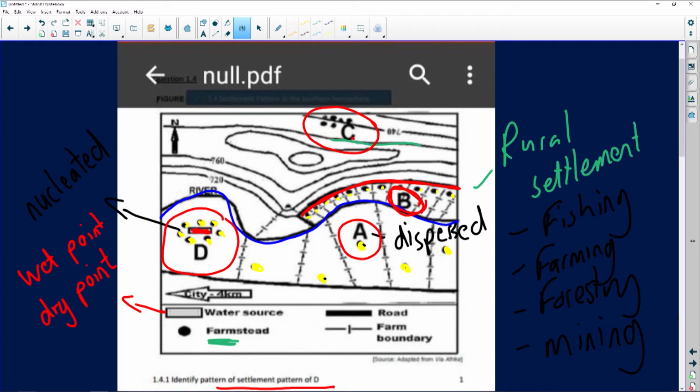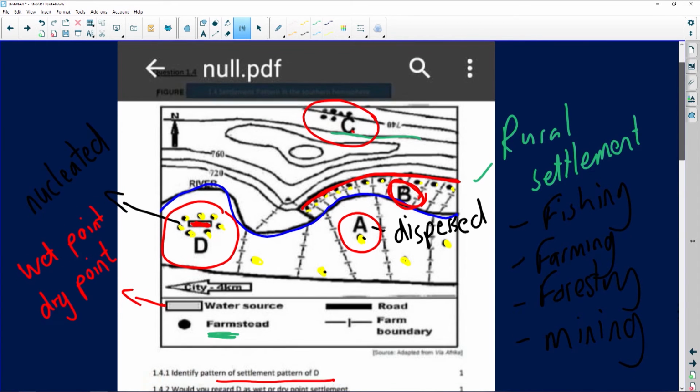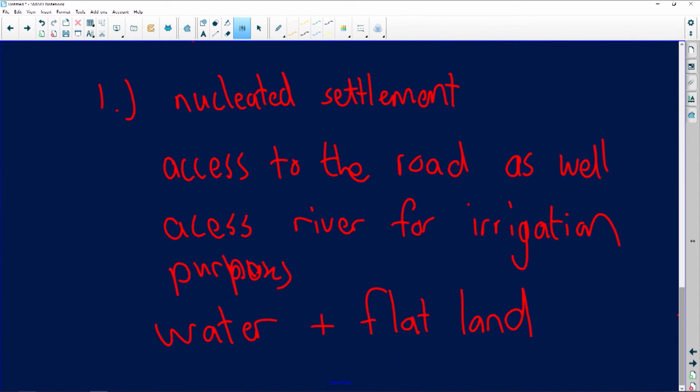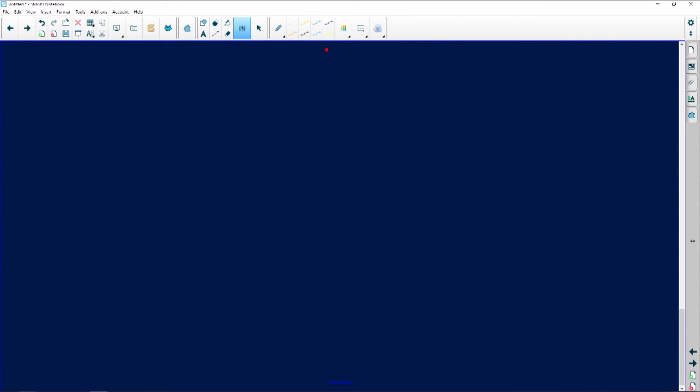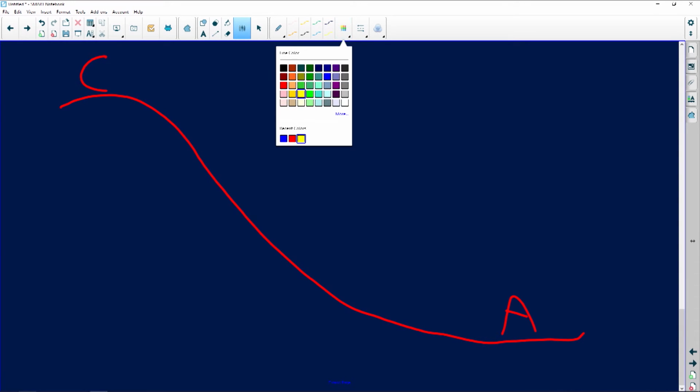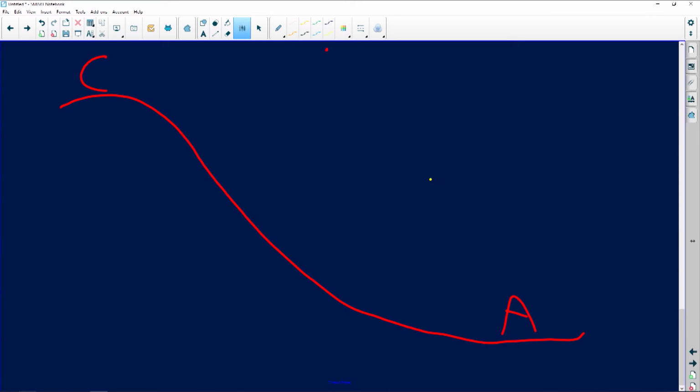So let's quickly assume I need to go and construct a cross-section from C to A. Now let's just quickly do that. I'm going to do it here on the bottom of the page. So if I had to construct a cross-section from C to A, the cross-section would look something like this. And just to represent, the river is situated over here next to A.